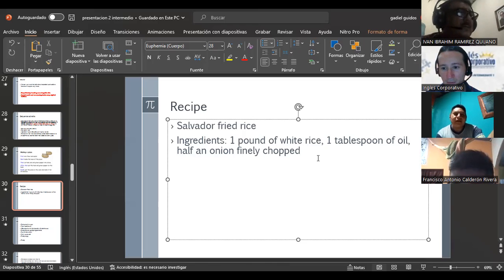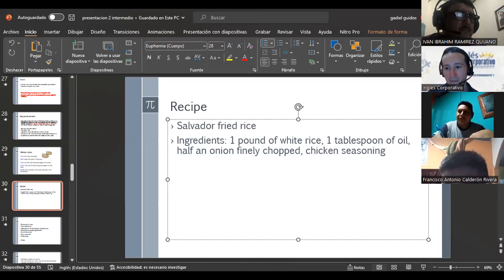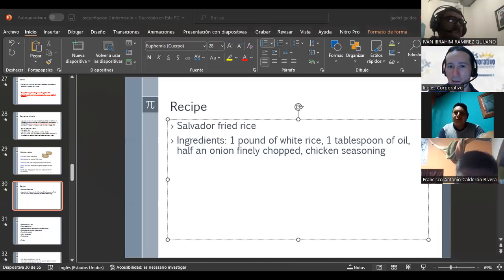En español, tengo dudas. Consomé de pollo. No sé si es chicken broth. Broth básicamente es como el caldo, ¿verdad? No hay problema. Yo creo que lo más común sería decir sazonador en lugar de consomé. Entonces, podríamos decir chicken seasoning, ¿ok? Sí, porque lo traduje y me encontré chicken broth. Ah, ok. Lo cambio. Creo que lo podemos poner así. Y parece que Mr. Ramírez tiene una pregunta.